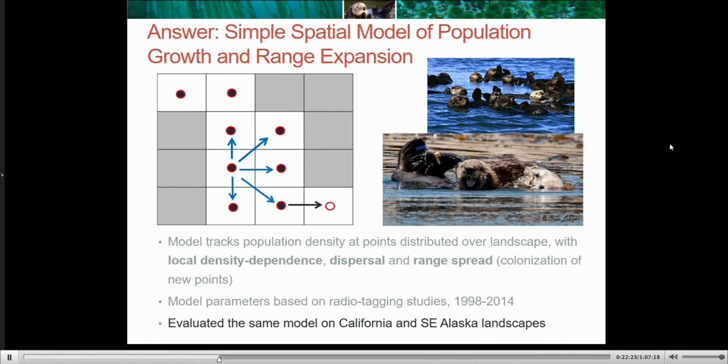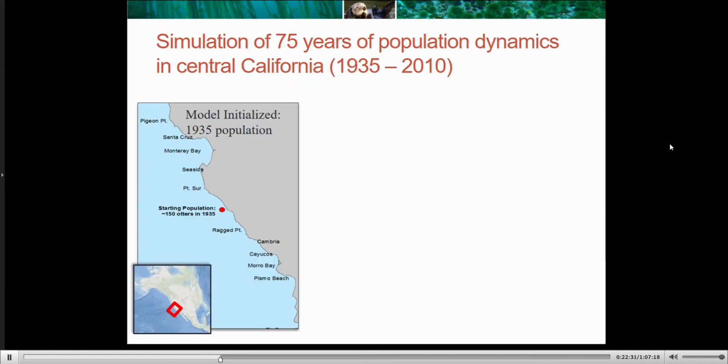And then we evaluate the dynamics of this model, both in theoretical landscapes and on the actual landscapes of California and Southeast Alaska. So I'm going to show you the model results, first for California. We initialized the model along the central Big Sur coastline, which is where the remnant population of sea otters started, or was first detected, in the late 1930s.